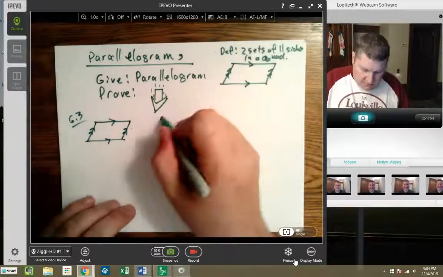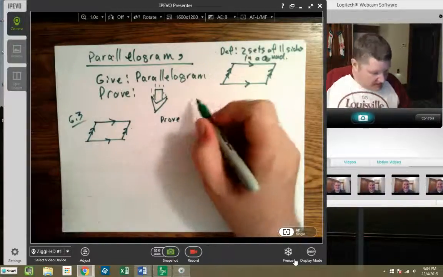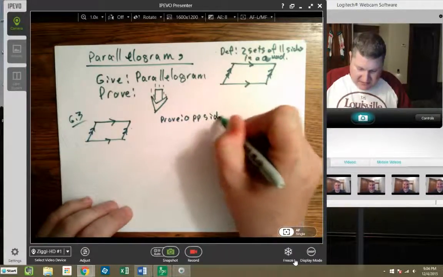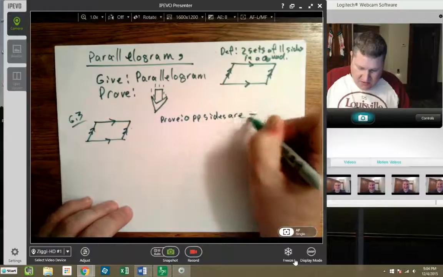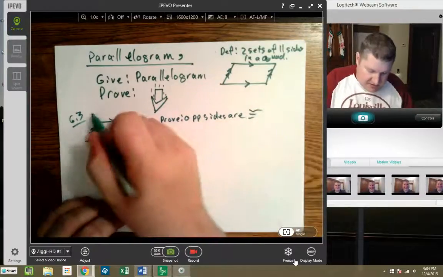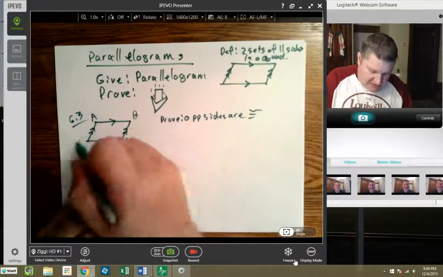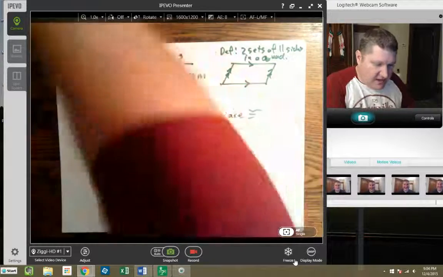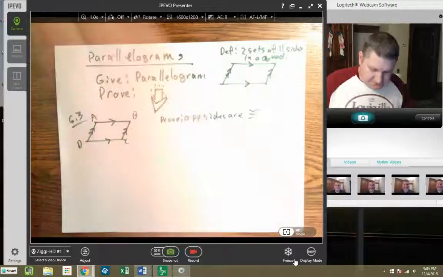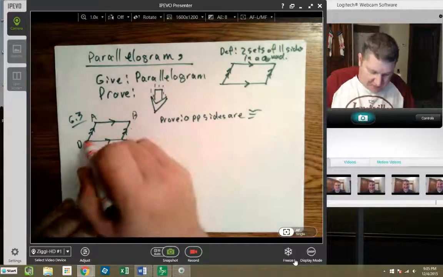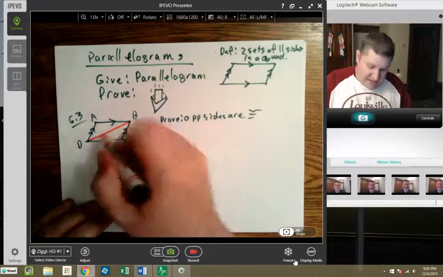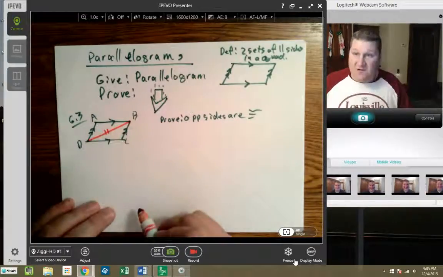prove that opposite sides are congruent. So here we go, A, B, C, D. Now, to prove opposite sides are congruent, I'm actually going to need to prove some triangles. So I would start by drawing a line down the middle and say it's reflexive to itself.